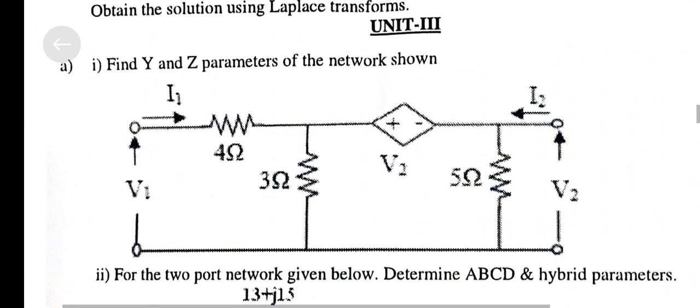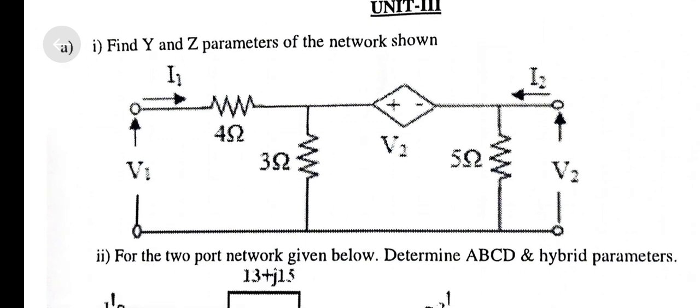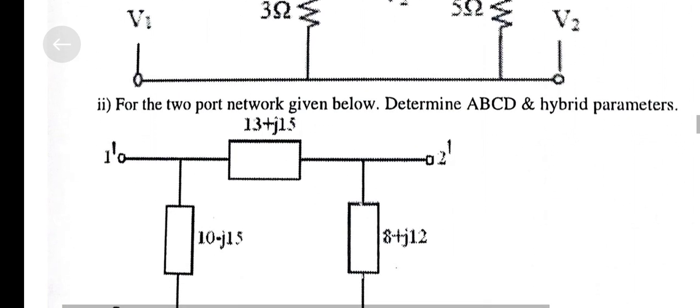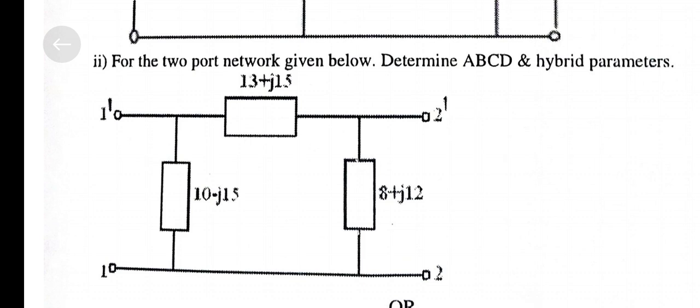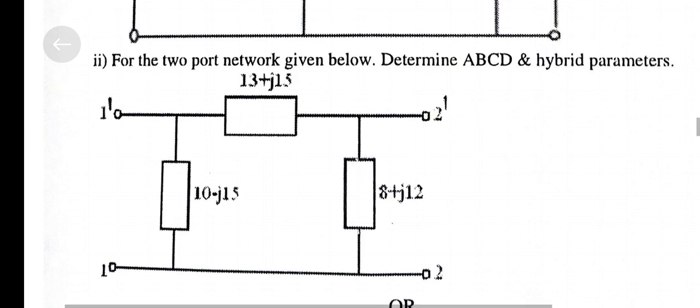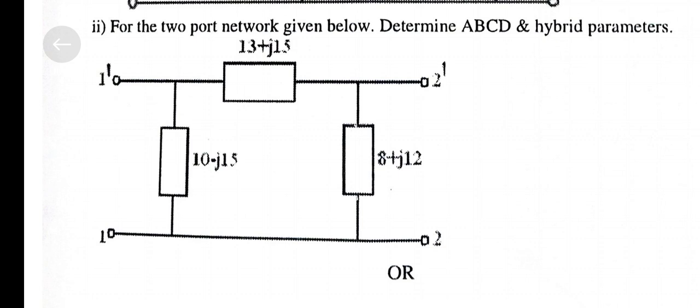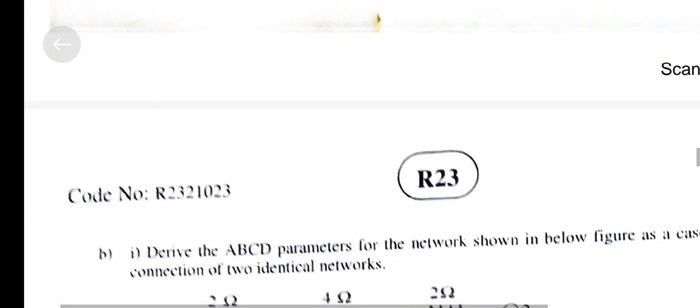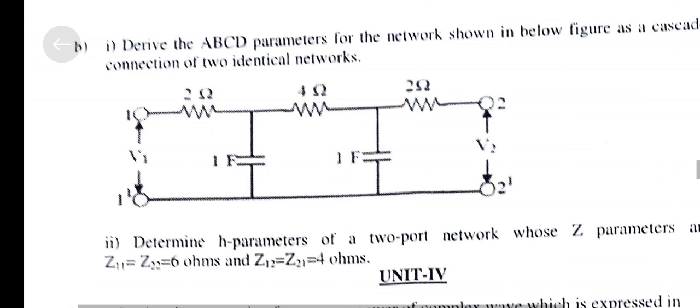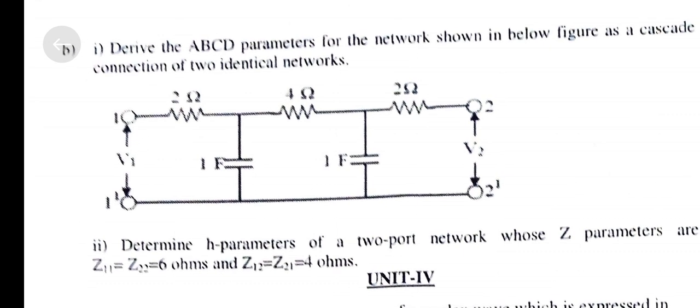యూనిట్ 3 నుంచి 4th వేయండి. Find Y and Z parameters of the network shown. Second one, for the two-port network given below, determine ABCD and hybrid parameters. B. Derive the ABCD parameters for the network shown in the below figure as cascade connected of identical networks.